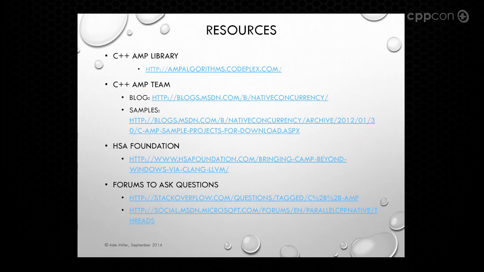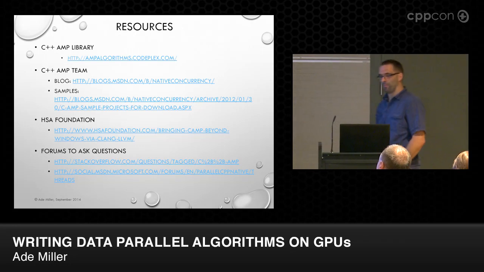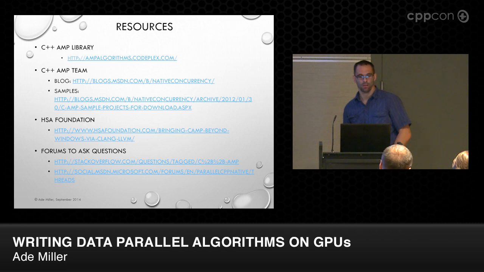There are other resources. The AMP team actually has a really good blog that covers a lot of that stuff. The HSA Foundation are the people who are producing the AMP port for Clang and LLVM. And there are a couple of forums. You can find me on the Stack Overflow forum quite a lot. If you ask a question about C++ AMP, I will probably answer it.